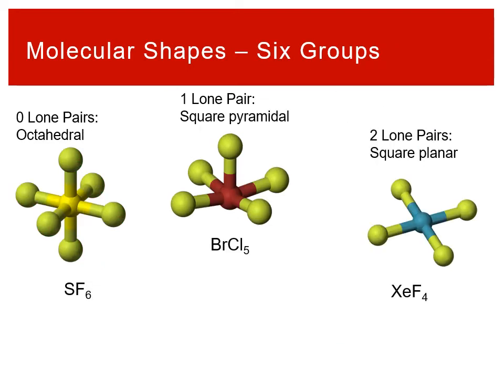If you have 6 groups, 0 lone pairs is octahedral, like SF6. Bromine pentachloride has 1 lone pair. That's called square pyramidal. That's a reference to the fact that these atoms form a square, and then this would be the top of the pyramid. 2 lone pairs gets you square planar.